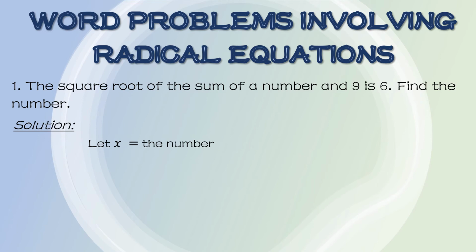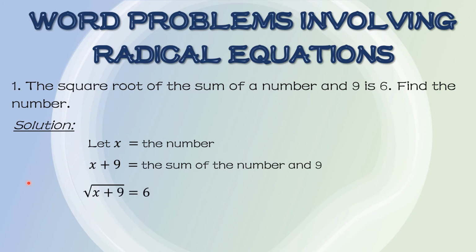Let x be the number and sabi dyan, square root of the sum of a number and 9. So, kailangan nating i-square root ang sum ng x at ng 9. So, x plus 9 will be the sum of the number and 9. And then, let us now have the equation. Sabi dyan, square root of the sum. So, i-square root natin yung x plus 9. Yung word na is, iyon yung nagre-represent sa equal sign. And then, the answer must be 6. Find the number. So, ito na yung ating equation or radical equation.